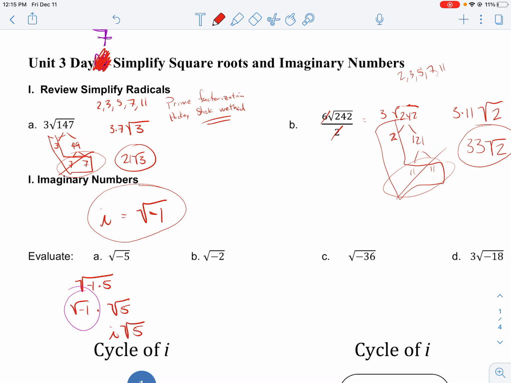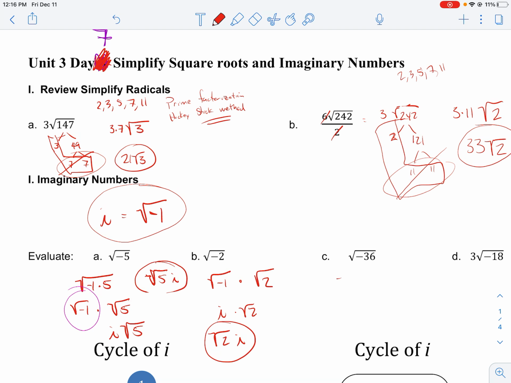That's all we have to do for all of these. The first thing you want to do is pull out that negative 1 underneath the radical. So I'm going to do the same thing here: negative 1 times square root of 2. This is just equal to i times square root of 2, so we get square root of 2 i. All right, let's move on to the letter C.